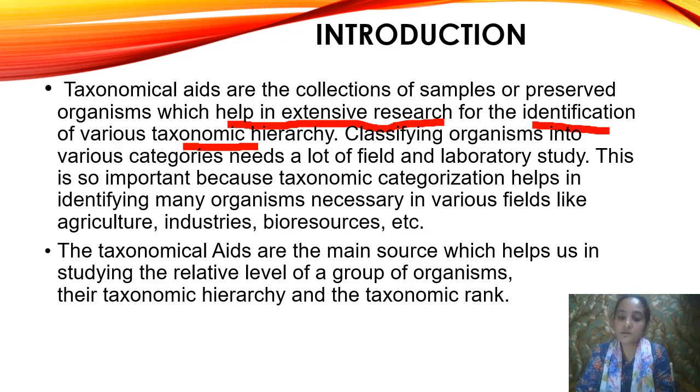This is important in taxonomical characterization because we need to identify organisms that belong to various fields like agriculture, industries, bioresources, etc. So the taxonomical aid is a main source that helps us study the identifying characters of the different groups or families and how they belong to these families. So let's see what is called a herbarium.